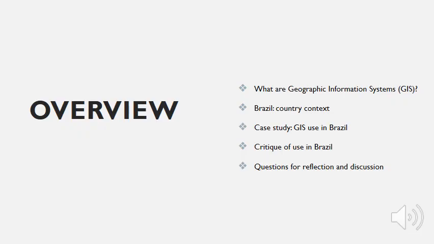In this presentation, we will go over what exactly are geographic information systems. We'll take a brief look at the context of the country of Brazil. We'll review a case study of GIS use in Brazil for the study of malaria distribution. We'll critique this use and then provide some questions for critical thinking.